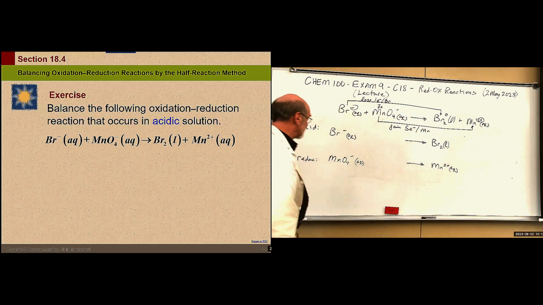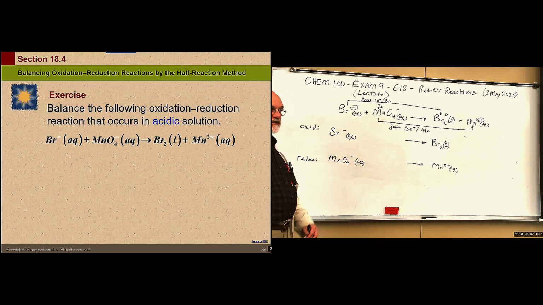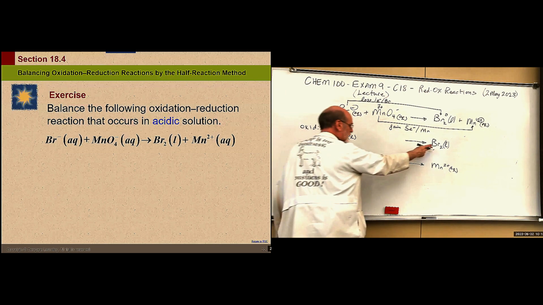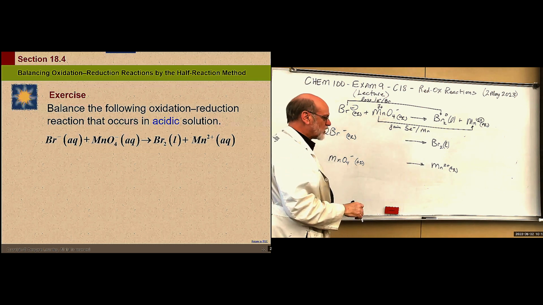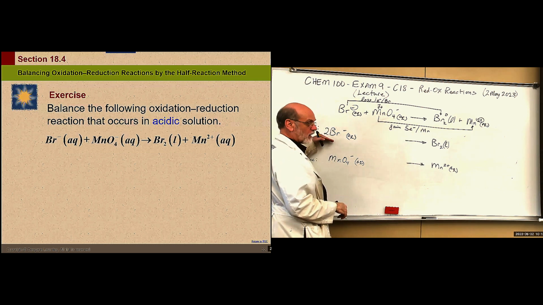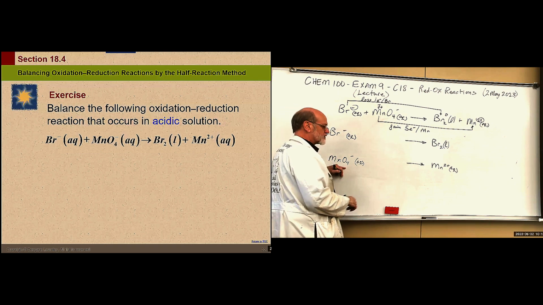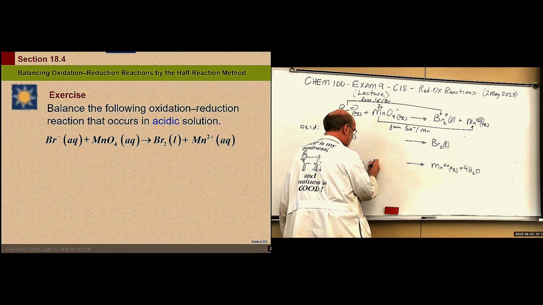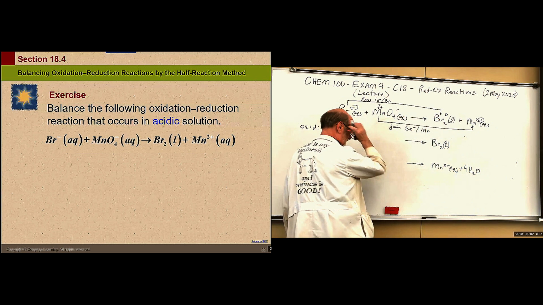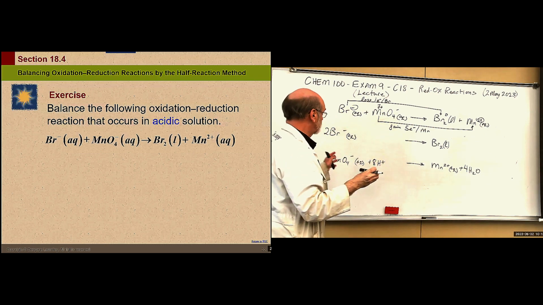Okay. Now let's balance the non-oxygen, non-hydrogens. There are two bromines on this side. We need two on this side. Now we can do oxygens. No problem up here. Four oxygens there. We need four oxygens on this side. Now we need eight hydrogens on this side.